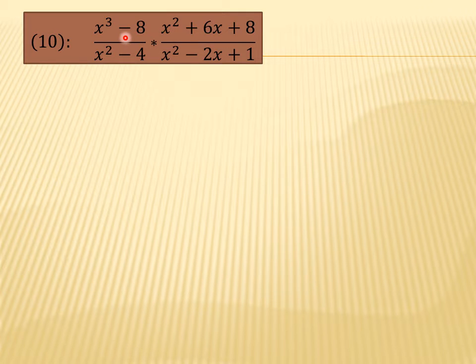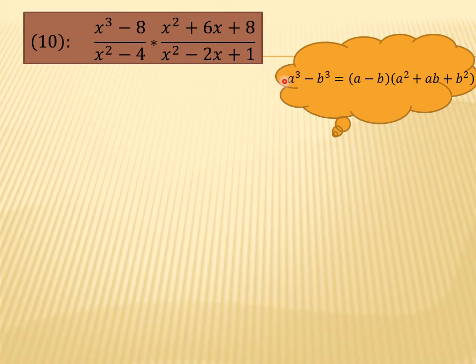In the numerator of the first fraction, we have x cube minus 8. Is 8 a cube of any digit? Yes, it is the cube of 2. So we can apply the formula of a cube minus b cube, which will be equal to (a minus b) into (a square plus ab plus b square). In the denominator of the same fraction, we have x square, and 4 is the square of 2. So a square minus b square will be equal to (a plus b) and (a minus b).